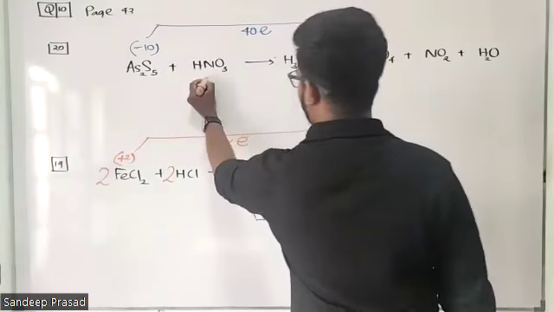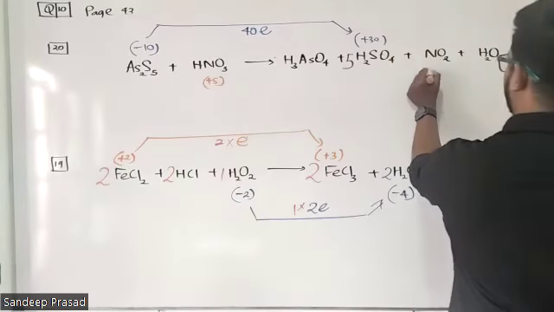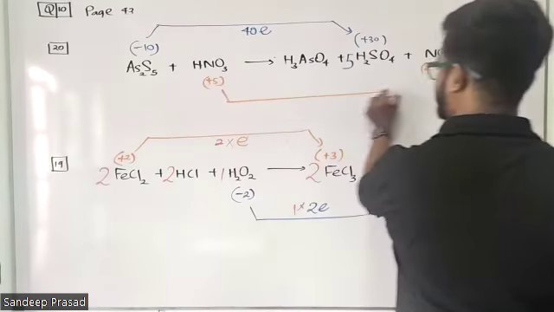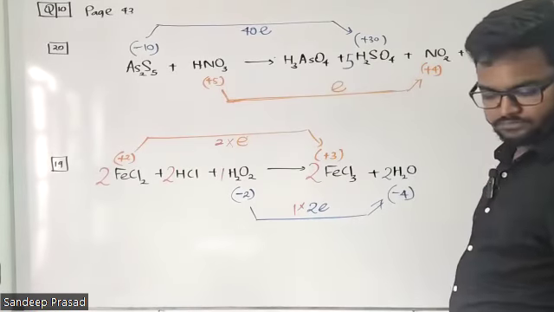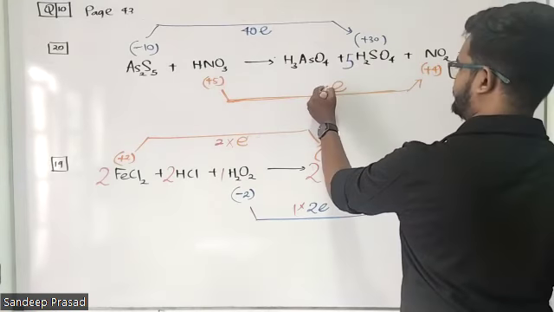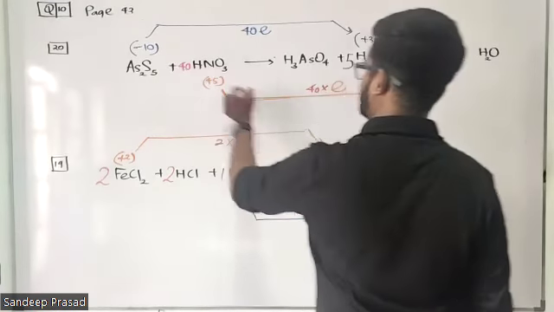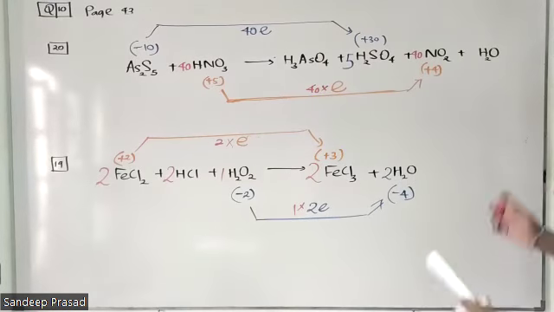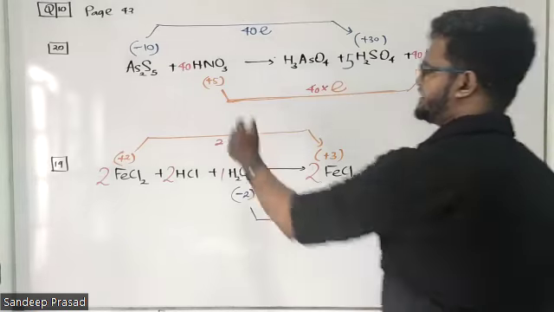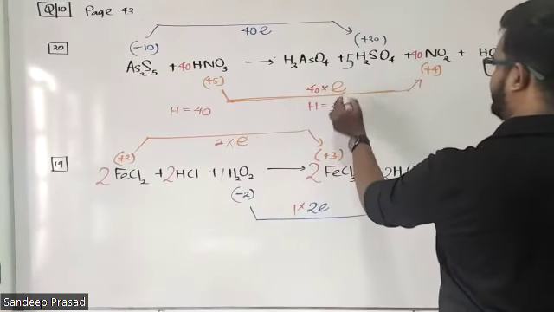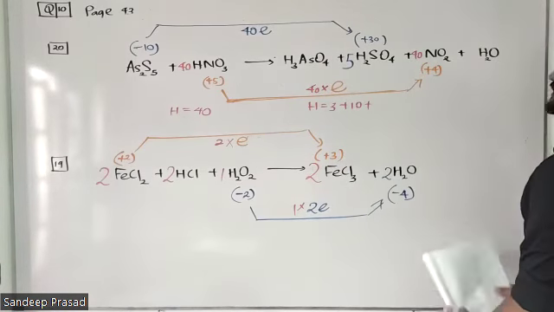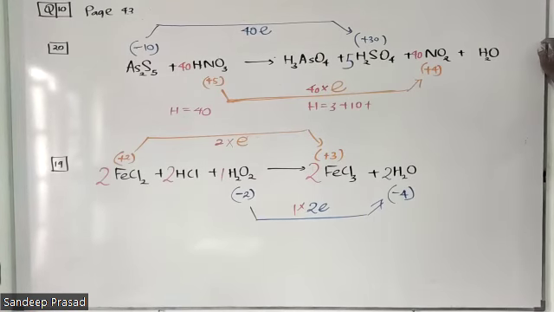Then in nitric acid, we can see that nitrogen's oxidation number is +5, and here +4. +5 to +4, you can see that the decrement is 1 electron. Then you know what to do. Multiply this one by 40 and this one by 2. How many hydrogens are there? 40 hydrogens are there. Here we have 3 and here we have 10. We need 13.